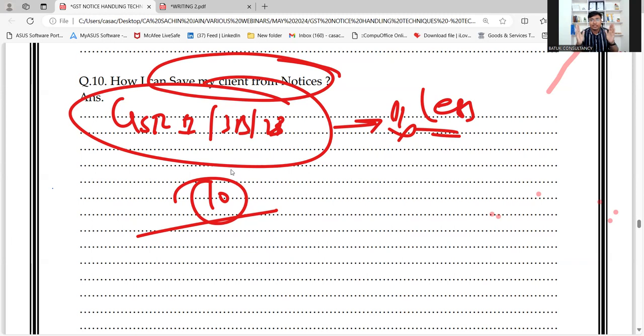So in that session we'll discuss how we can reconcile that 3B and 2B as well. Okay, so now the point is that if there will be any amendment or changes, then do the same in the same month in GSTR 3B and 1 so that no difference will be there.